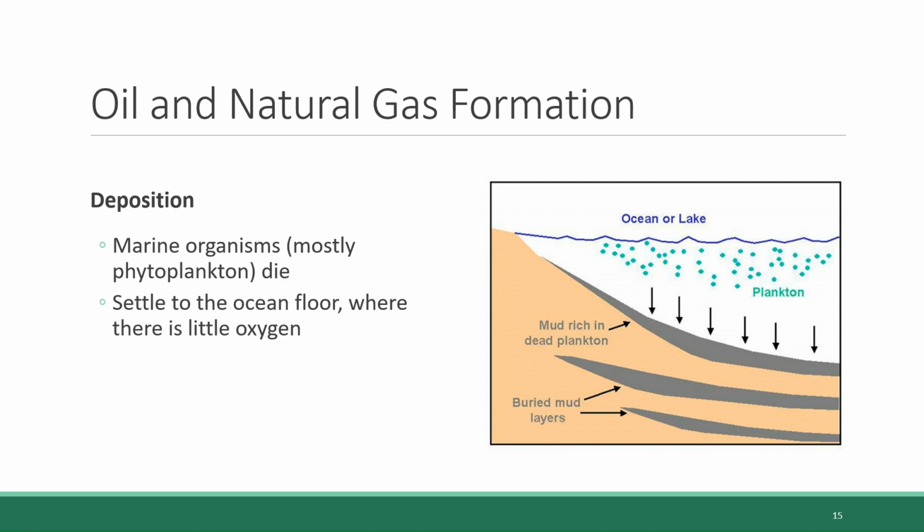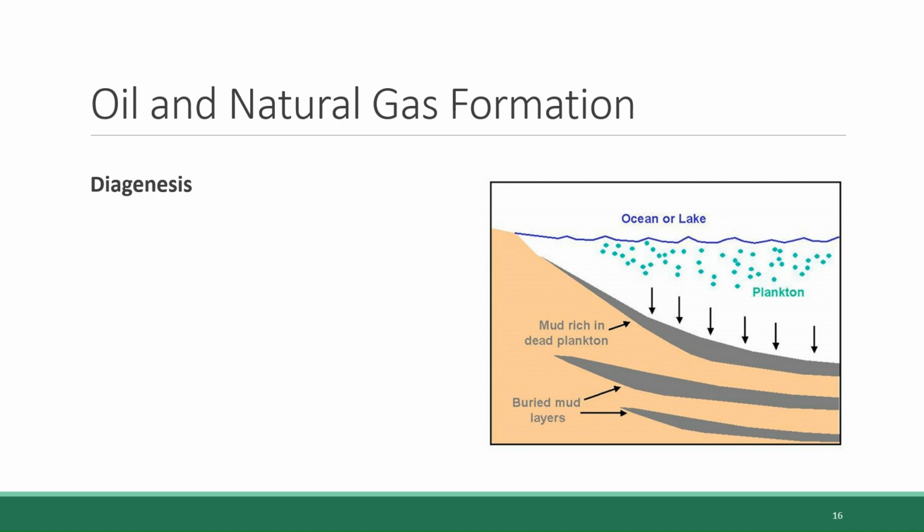At the bottom of the ocean, there is very little oxygen available because it's so deep and distant from the interface with the atmosphere. And so, there at the bottom, where there's no oxygen, the phytoplankton will start to decay very slowly under anaerobic conditions. And this is happening. The second stage occurs called diagenesis.